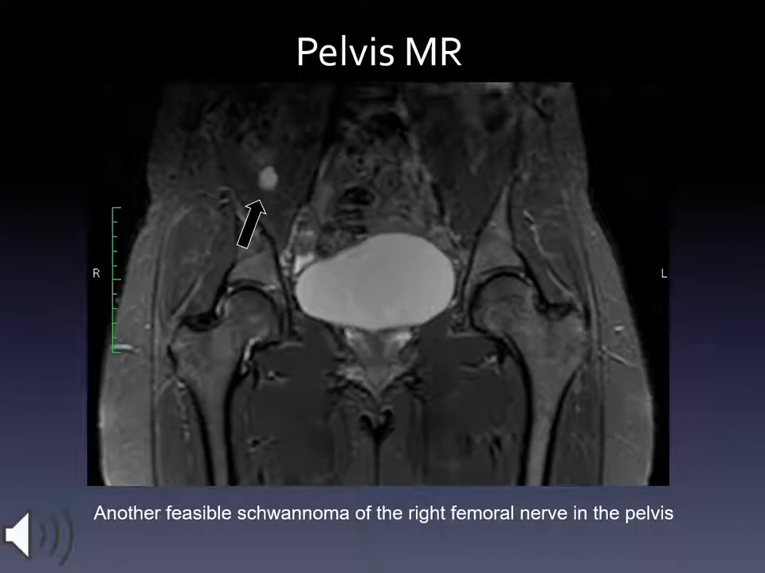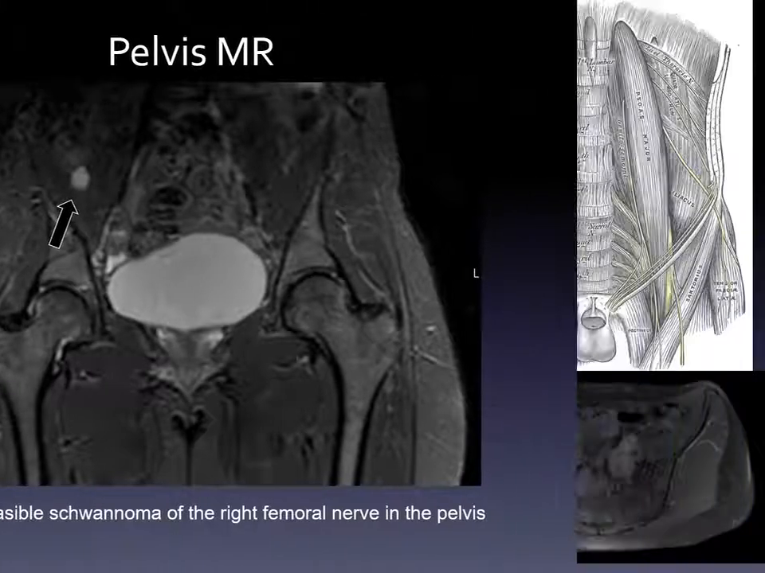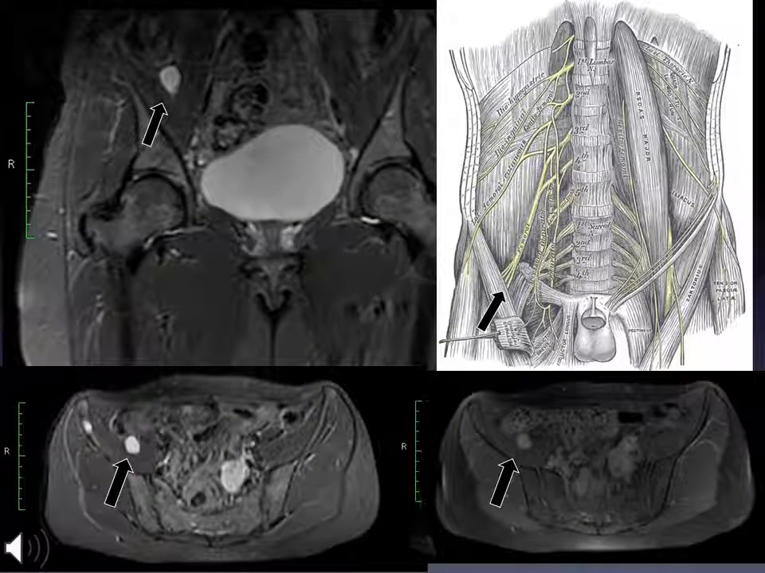The MR of the pelvis points out another feasible schwannoma on the right femoral nerve in the pelvis, which is quite visible in STIR sequences with fat saturation on the left. On the right, we can see the anatomical picture.